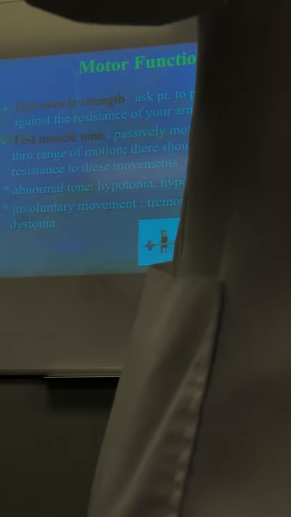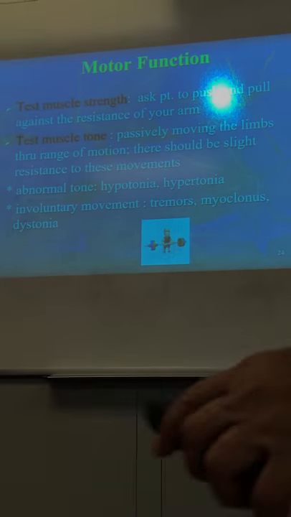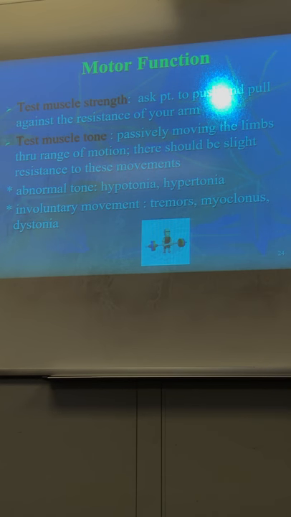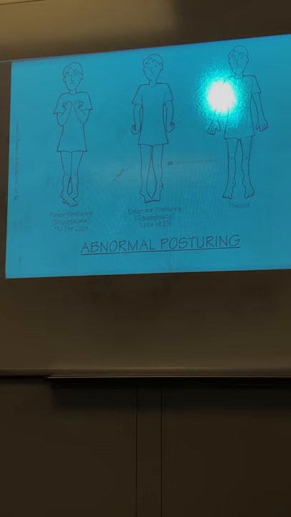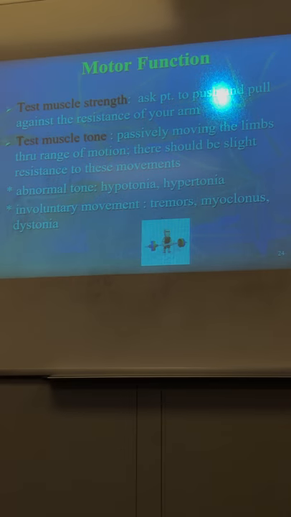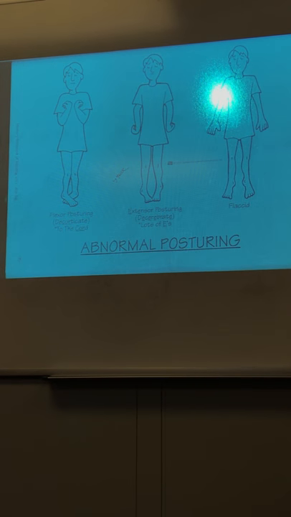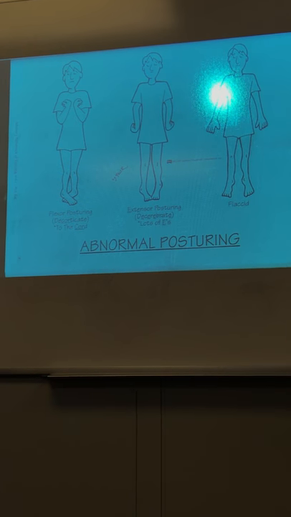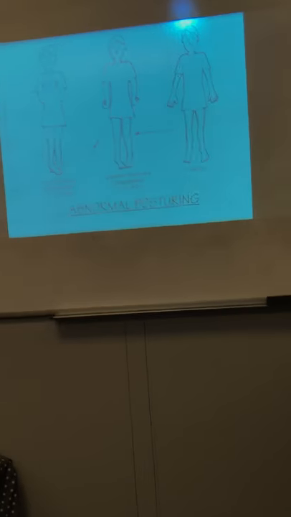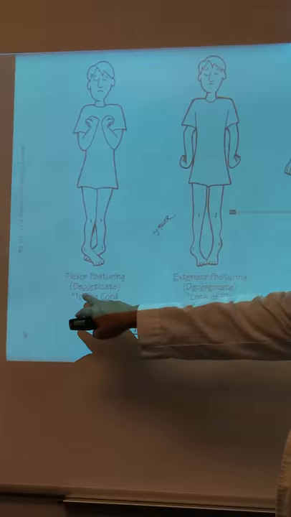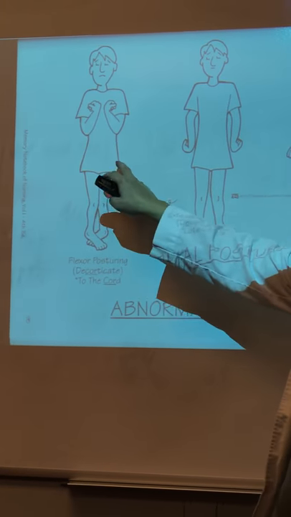Both of them, so you want to see if there's equal strength. Okay, then muscle tone. You could just feel through the muscles. Now normal posturing. Patients with, it depends on the severity of the brain injury. Check them out. It could be decorticate, and it's more of flexion, like that.